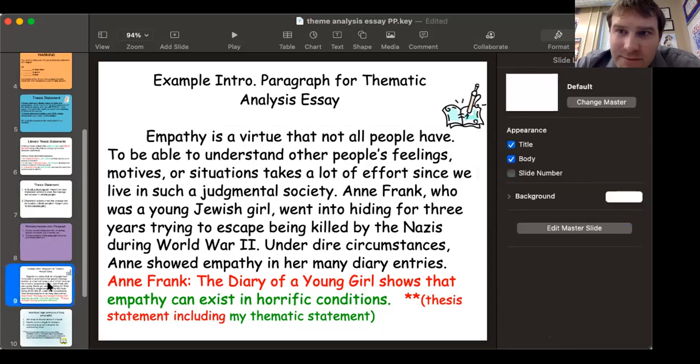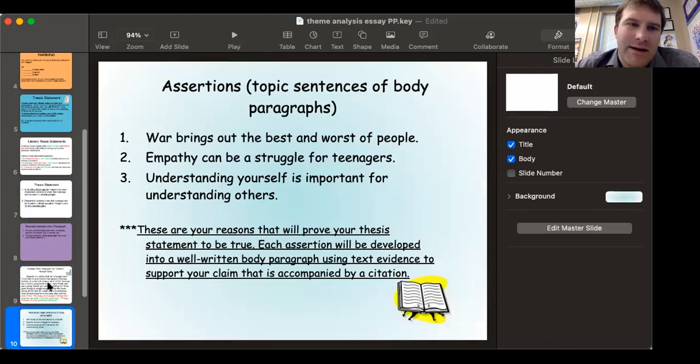All right, so that is how to do the introduction. Now let's move on to the actual body of your project. So your assertions, the topic sentences of your body paragraphs. Basically, these are the things that you say are brought to light. The example they have is war brings out the best and worst in people. Empathy can be a struggle for teenagers, and understanding yourself is important for understanding others. This also could be different poems that you could be focusing in on. These are your reasons that will prove your thesis statement to be true.